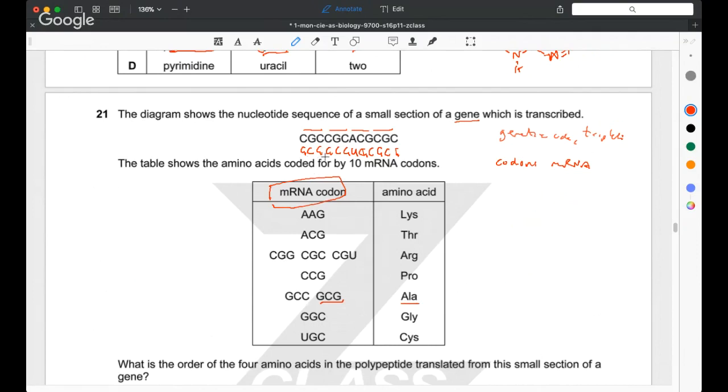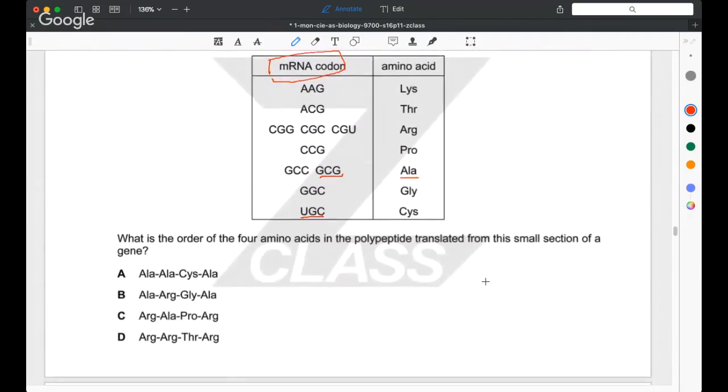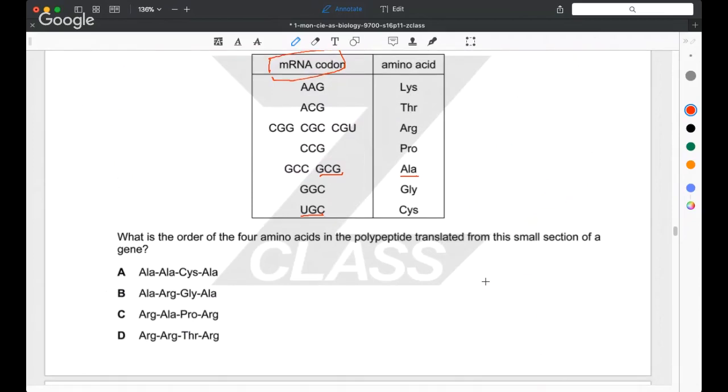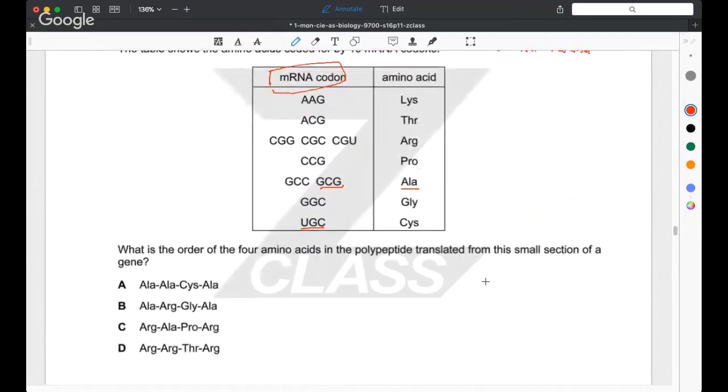So CGC, and then you've got, sorry, GCG, GCG, GCG, and then you've got UGC, which is that one there, isn't it? And then you're back to GCG, which is that one there again. So that ends up as being the codons in the genetic dictionary for messenger RNA of alanine, alanine, cysteine, alanine, which is A.